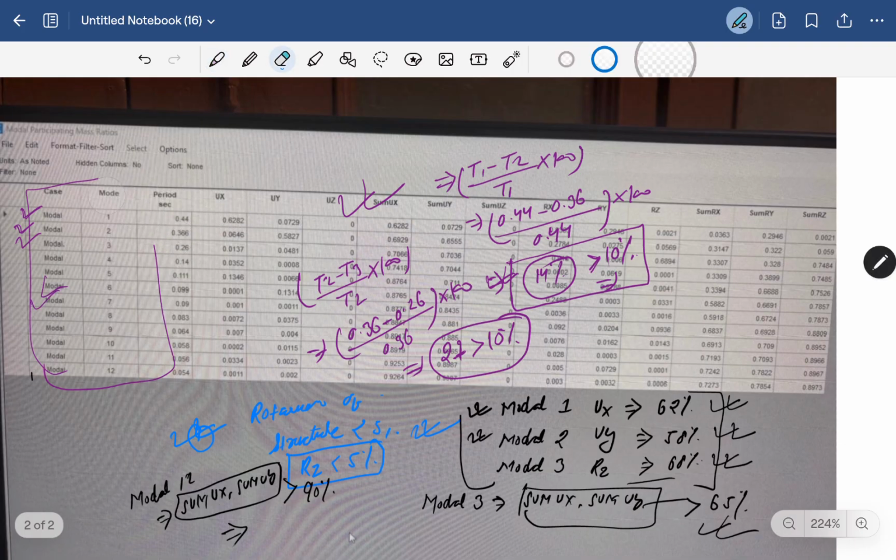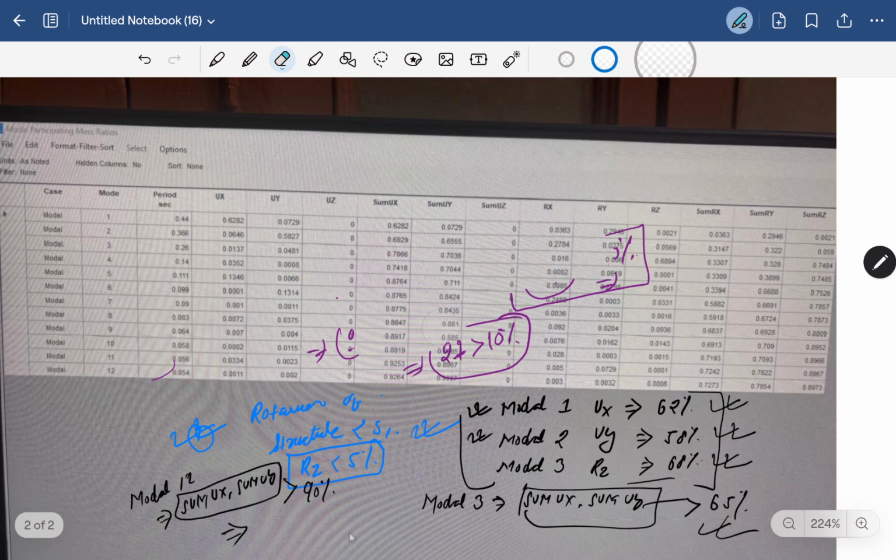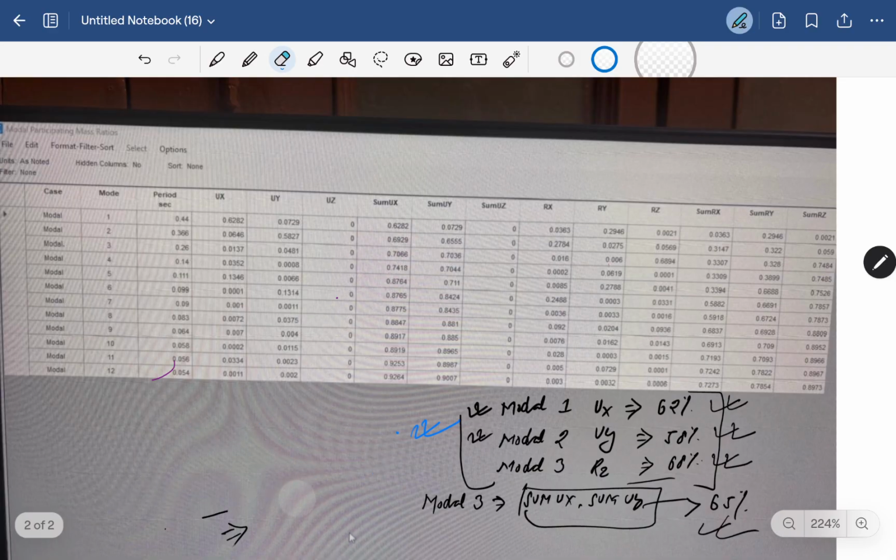And another very important thing I wanted to tell you. See, what is the meaning of this? It should be greater than, in model 3, 65%. See, what is the meaning of this?